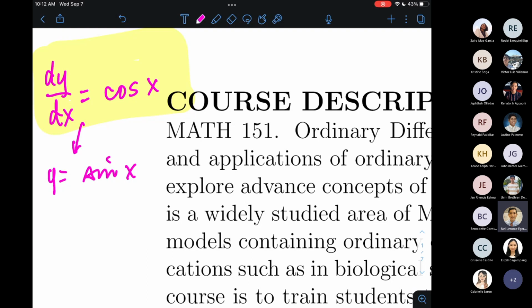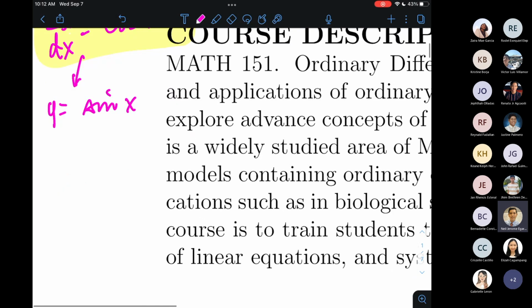Yeah, Syra is saying sin x. Yeah, because when you want to check if your solution is correct, take the derivative of this. Take the dy over dx. So the dy over dx of this is equal to cosine x.